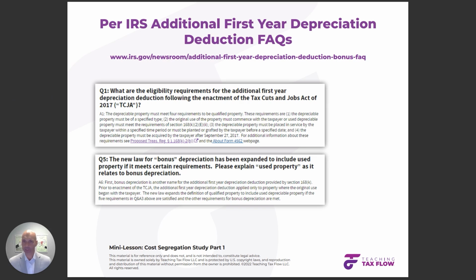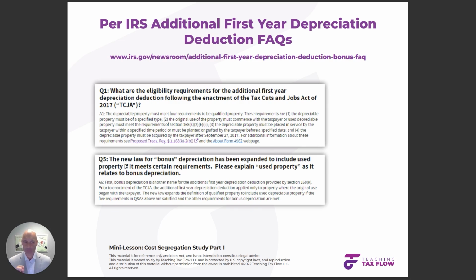There are several questions and answers that the IRS puts out for us as guidance. But let's look at a couple of things that are most important. What are the eligibility requirements for the additional first-year depreciation deduction? You can see the property has to meet 4 requirements, and those are right in here.